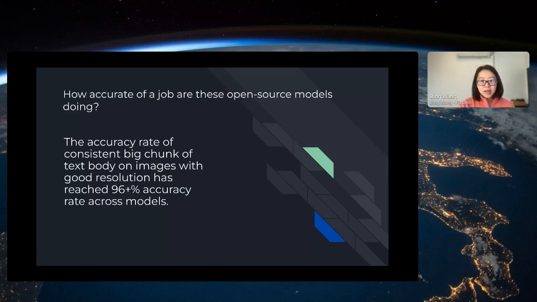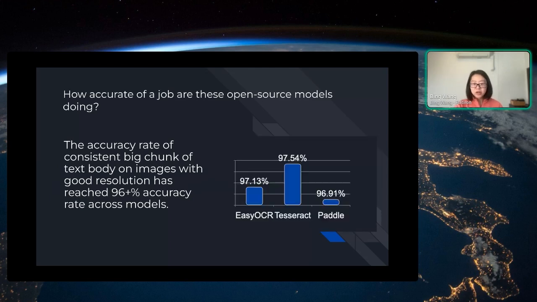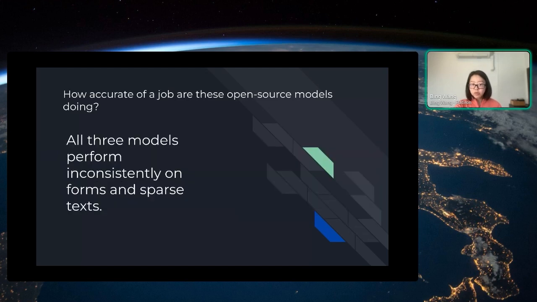Let's do a quick summarization. I think when it comes to the accuracy rate, when it's a consistent big chunk of text body, the models are doing a great job with an average of 96% or above accuracy rate across the models. But what the models really struggle with is where the texts are sparse and the layouts are tricky.